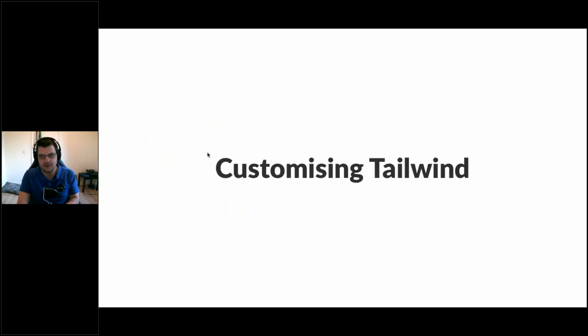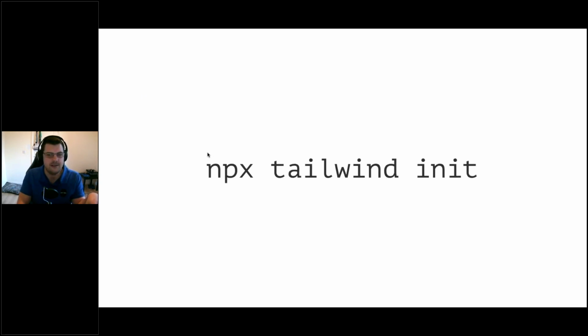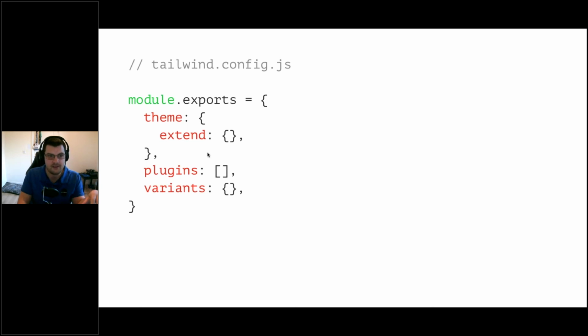As I've said, we can customize Tailwind. Everything we've done and looked at so far has been done using the default settings. So we can generate our own settings file using Tailwind init, and that will generate a file like this. It's just a JavaScript file, so it exports your own configuration object, and this is where we can make our own additions, overrides and changes.